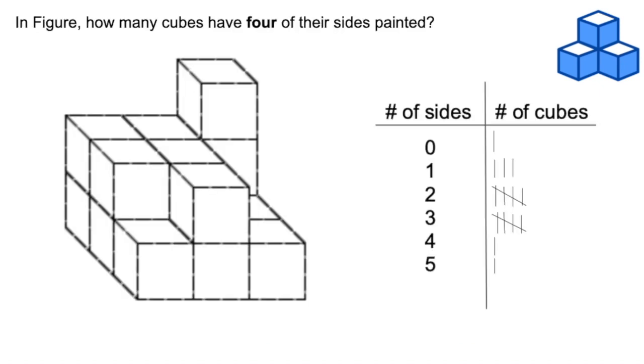So on the same figure, you may be asked 2 to 4 questions. So you could also be asked how many cubes have 4 sides painted, and you can very easily find your answer in your chart, and the answer is 1. This may seem very tedious and time-consuming, but with lots of practice, you can become faster and faster at it.